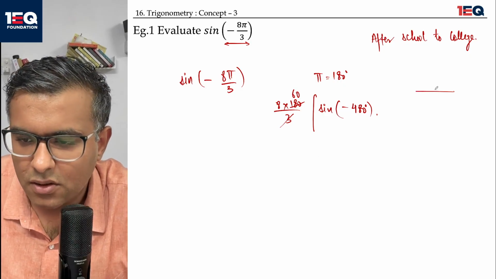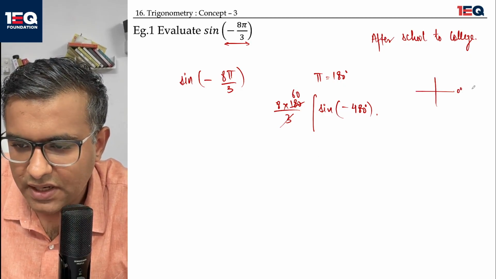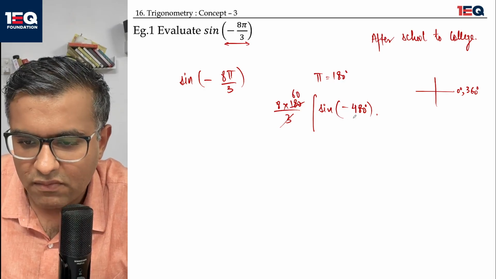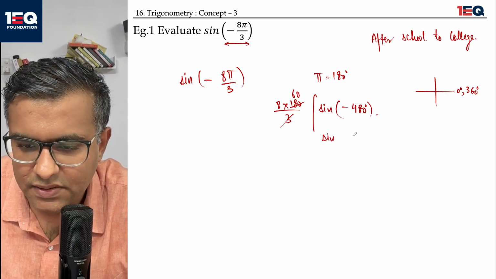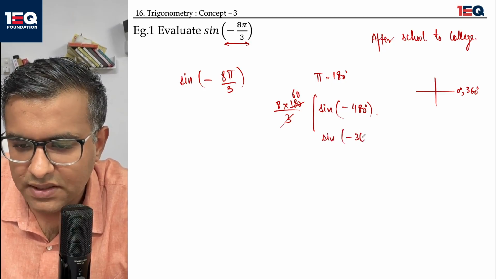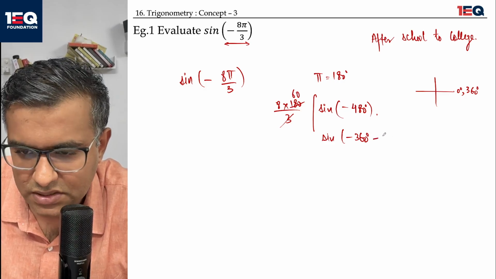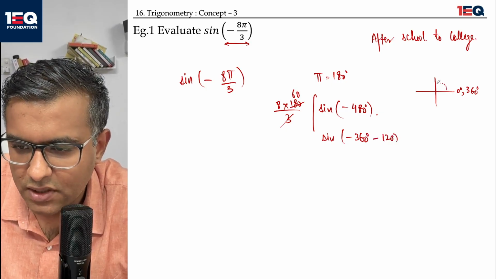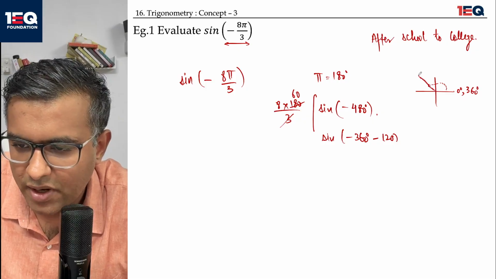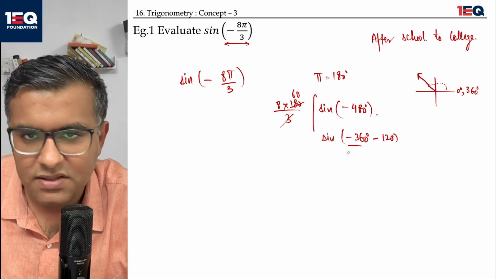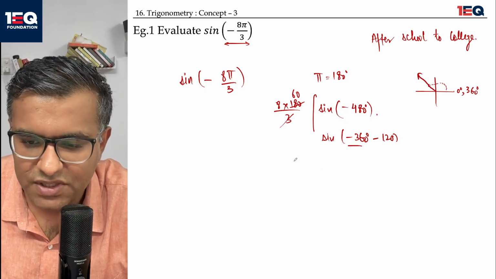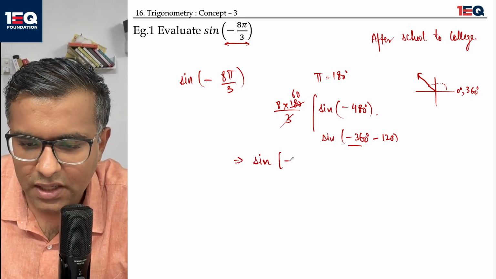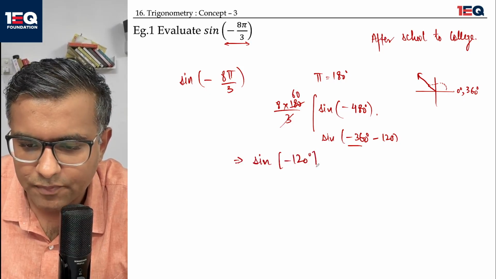The entire circle starts from 0 degrees and ends here itself at 360 degrees. So I can say that sin is at minus 360 degrees and minus another 120 degrees, right? So it is lying somewhere here at minus 120 degrees. Minus 360 would not have any effect on it because it is coming back to the same point. So this question essentially has boiled down to sin(−120°).